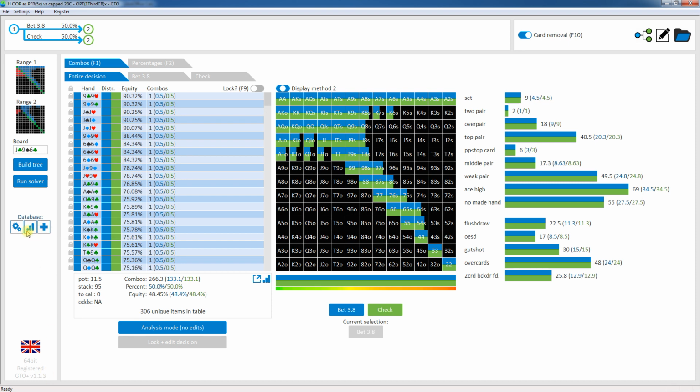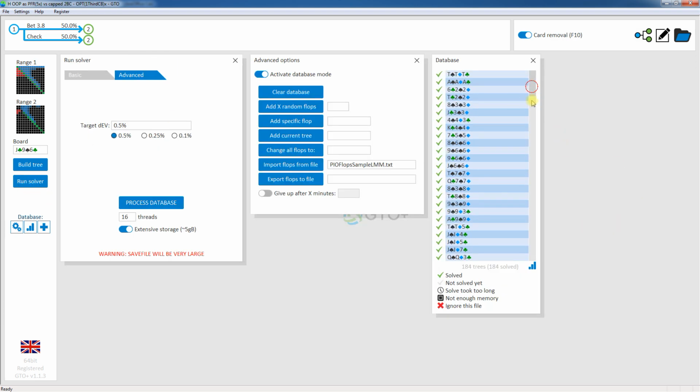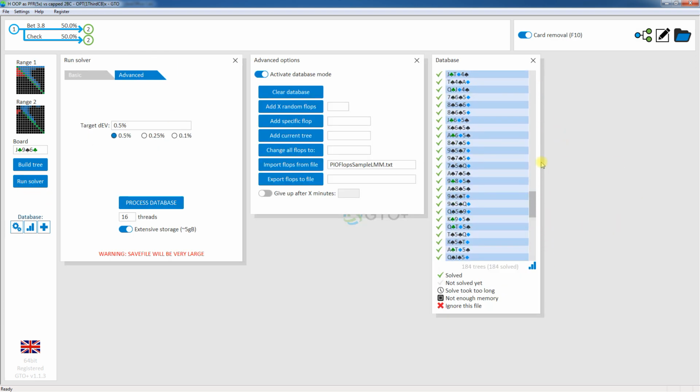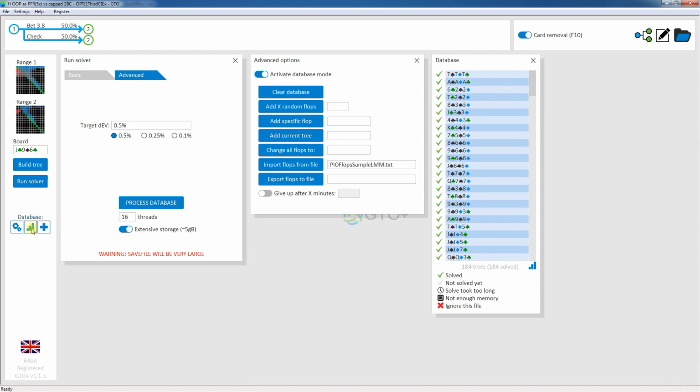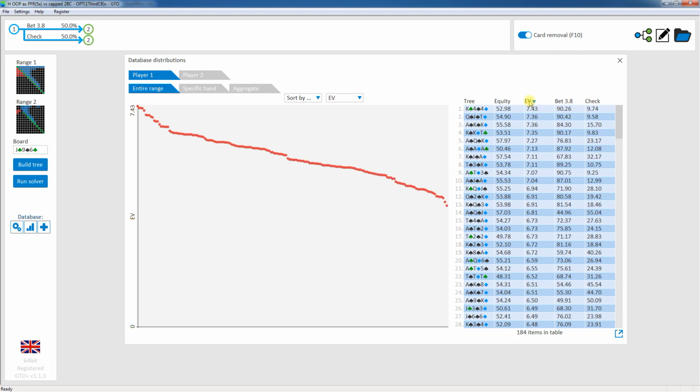So as you can see, if you look at the database here, I solved the 184 trees, and I opened it in this mode here. When you click on this button just here, display results in graph, and I classified them by expected value. So basically what you can do is classify them either by equity, expected value, the bet sizes you got on flop, or the check, and those are frequencies, obviously.